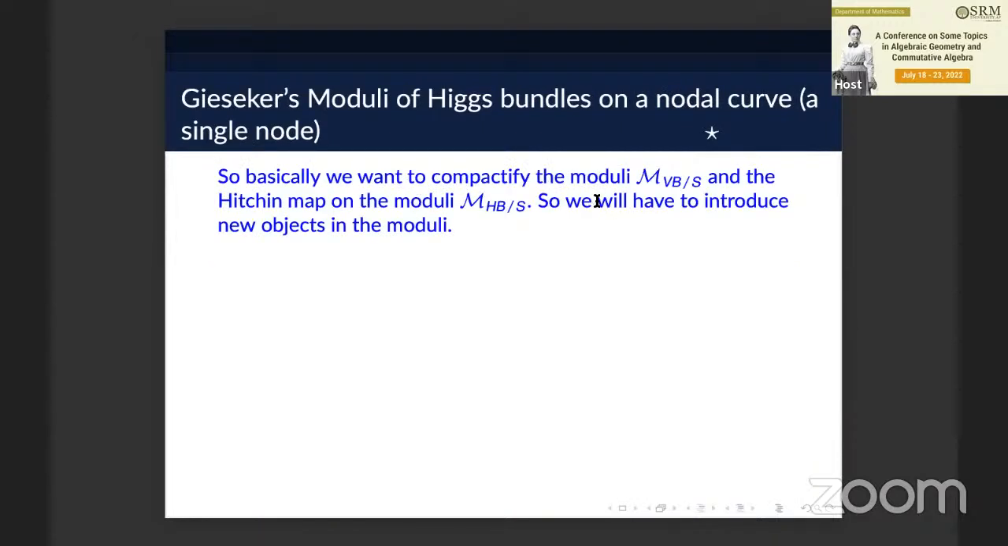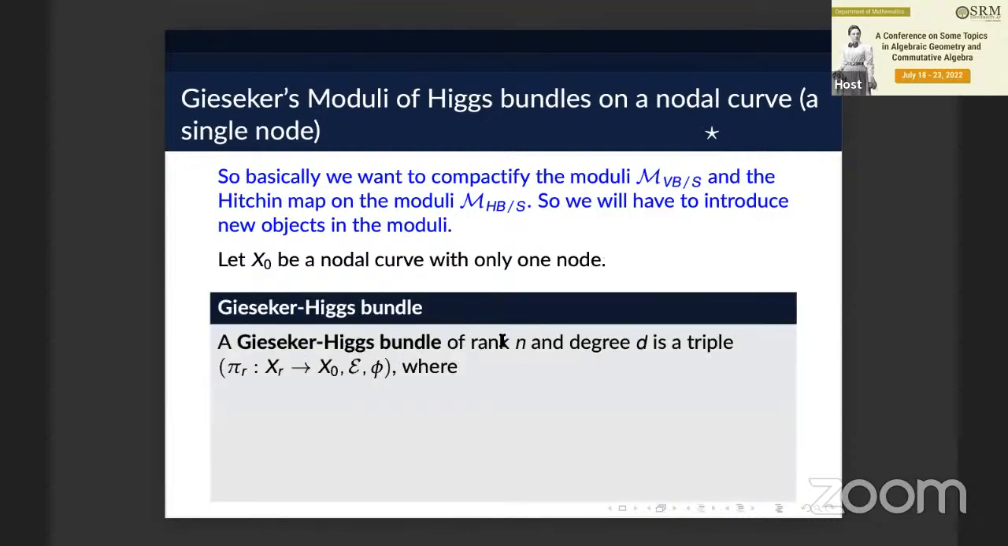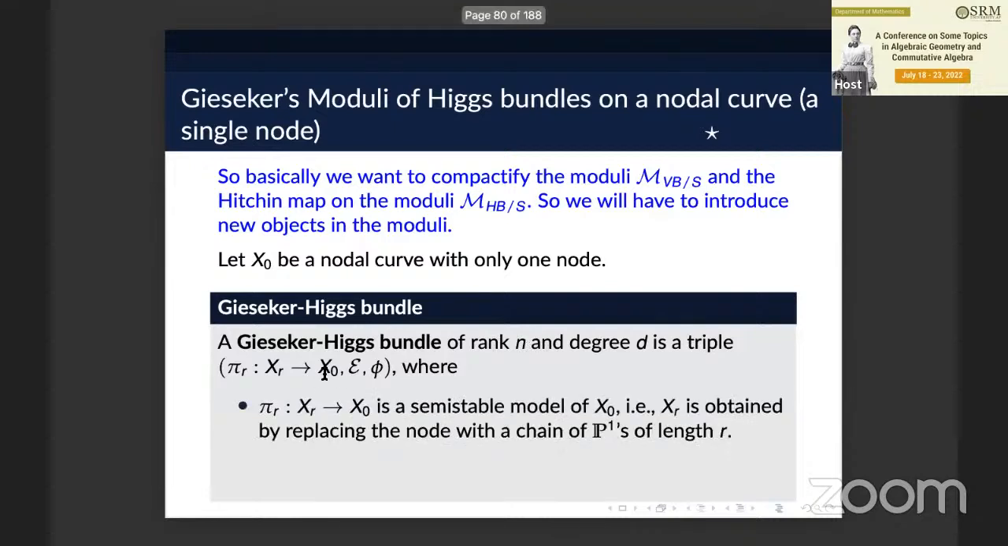So we want to compactify this relative moduli space, and the Hitchin map on this moduli space. We have to introduce some new objects in the moduli. These are works of Gieseker, Nagaraj and Seshadri, and Balaji, Barik, and Nagaraj. So I'll now define the objects. Let X be a nodal curve with only one node. A Gieseker Higgs bundle of rank n and degree d is a triple, where X_r is a semistable model of the given nodal curve. That is, X_r is obtained by replacing this node with a chain of P1s of length r.